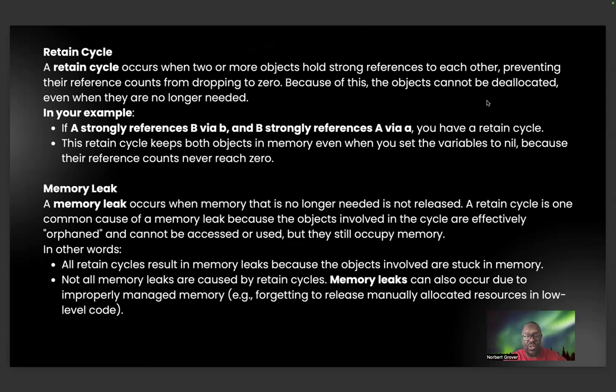A memory leak occurs when memory that is no longer needed is not released. A retained cycle is one common cause of memory leaks, because objects involved in the cycle are effectively orphaned and cannot be accessed or used, but they still occupy memory. All retained cycles result in memory leaks because objects involved are stuck in memory. Not all memory leaks are caused by retained cycles. Memory leaks can also occur due to improperly managed memory, like forgetting to release manually allocated resources in low level code.